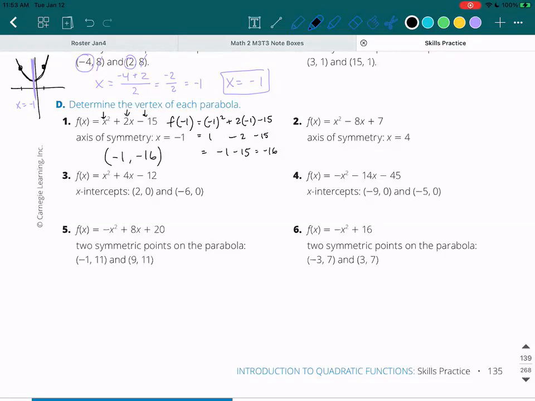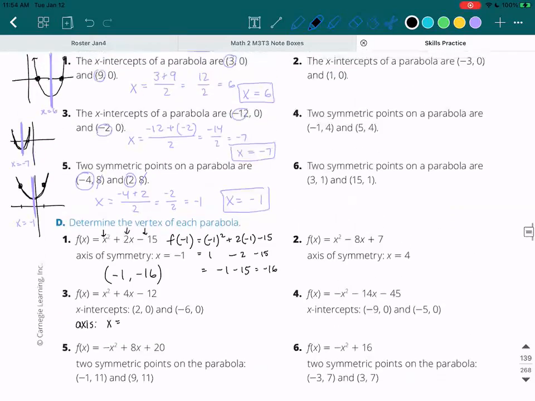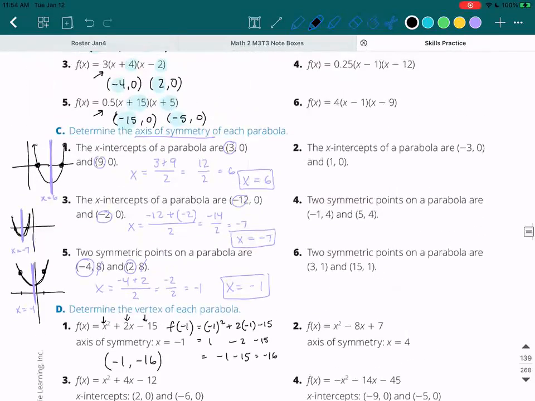I'm going to pause the video here, see if you have any questions. Now, all right, so number 3, it has x-intercepts 2, 0 and -6, 0. So they don't tell us our axis of symmetry, but we're going to first solve for our axis of symmetry and then plug that in. So we need our axis of symmetry. So I'm going to write axis, and then we have x equals, solve for our axis of symmetry just like we did in part C, in this section.